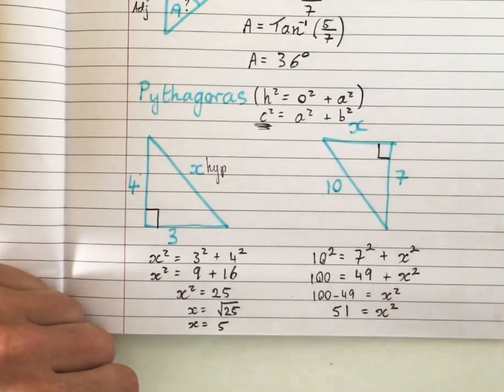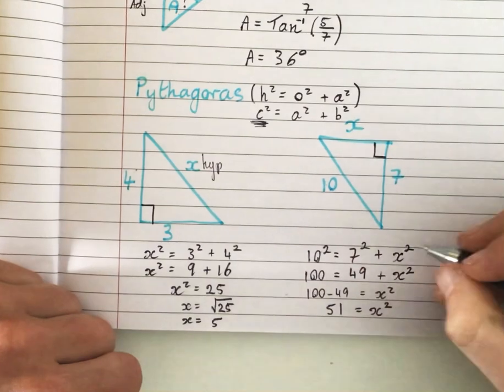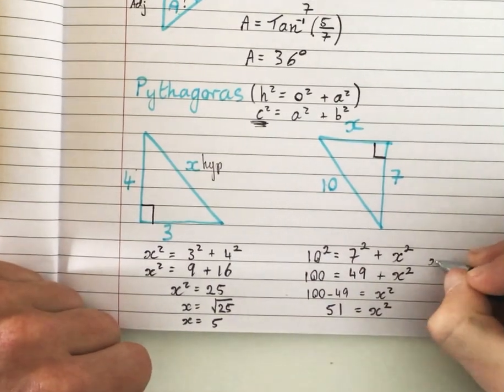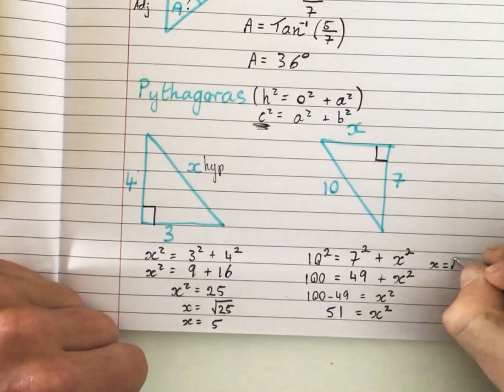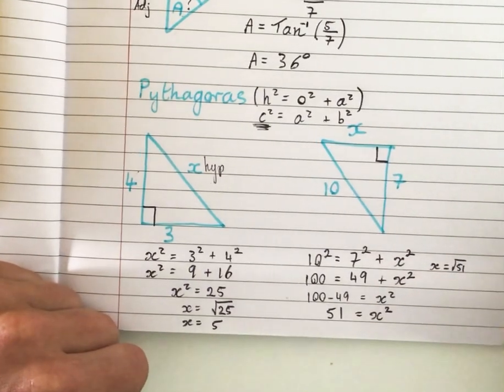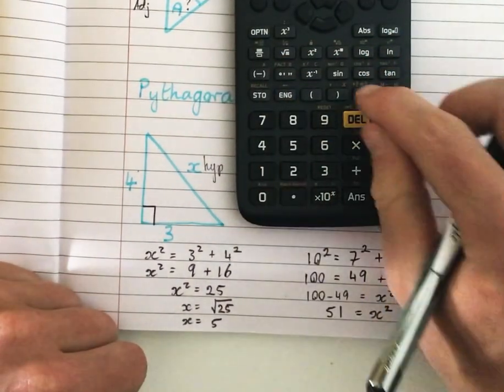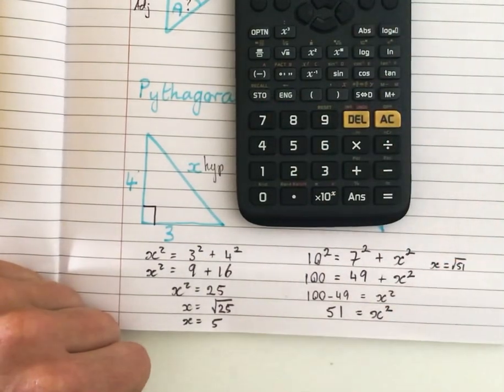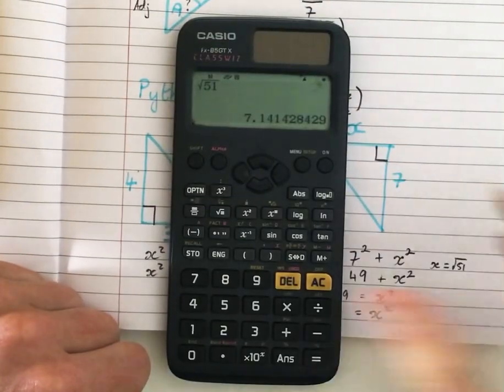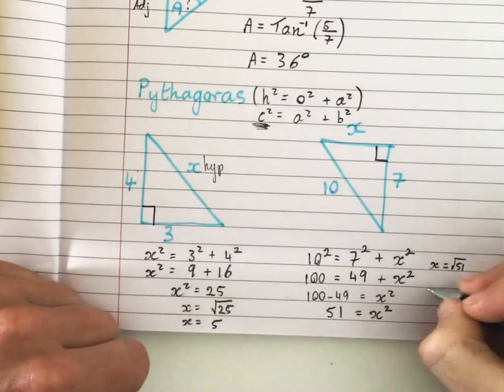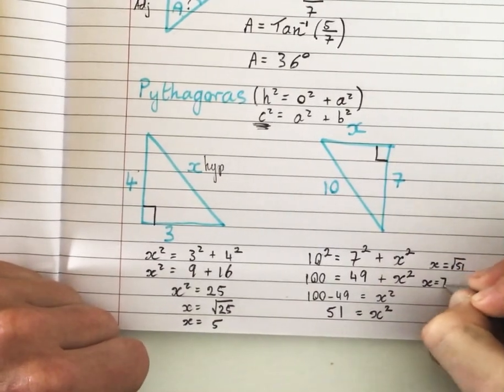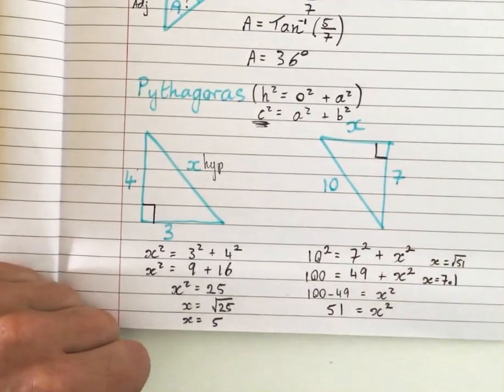So x equals the square root of 51, and we're just going to maybe do that here. So x equals square root 51. And on your calculator, square root 51 will give you 7.1, we'll say. Correct to one decimal place. So that gives you 7.1 as your answer.